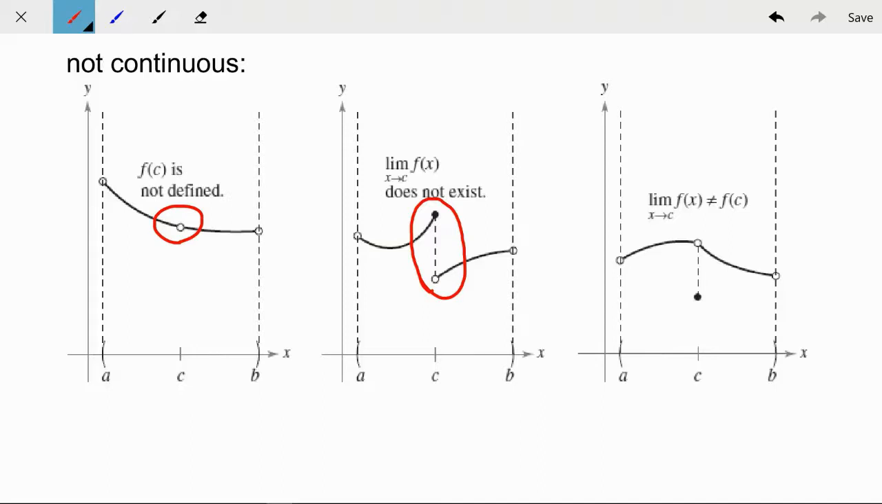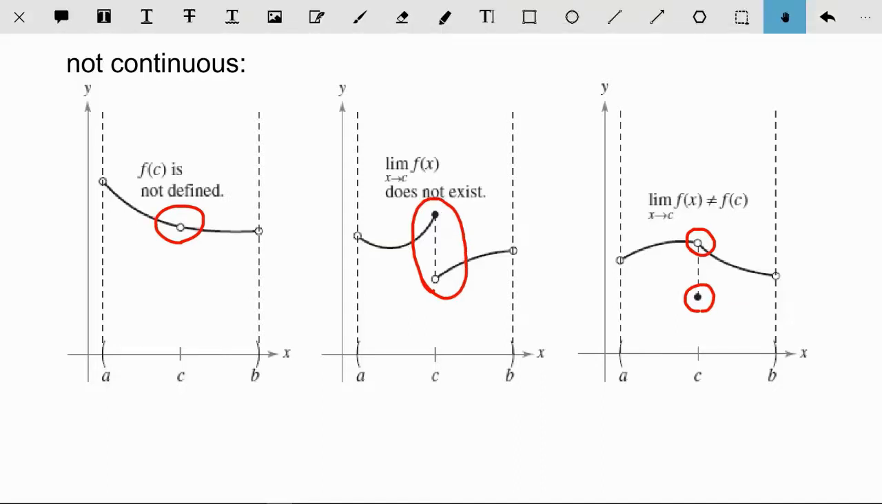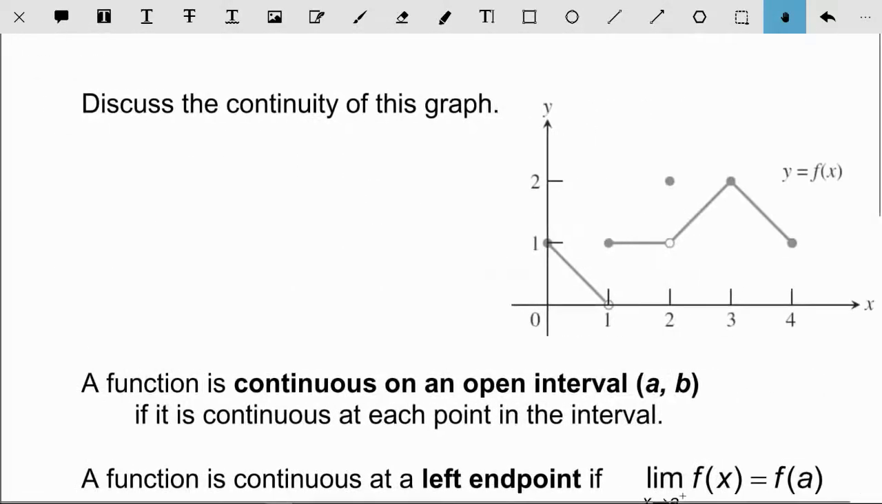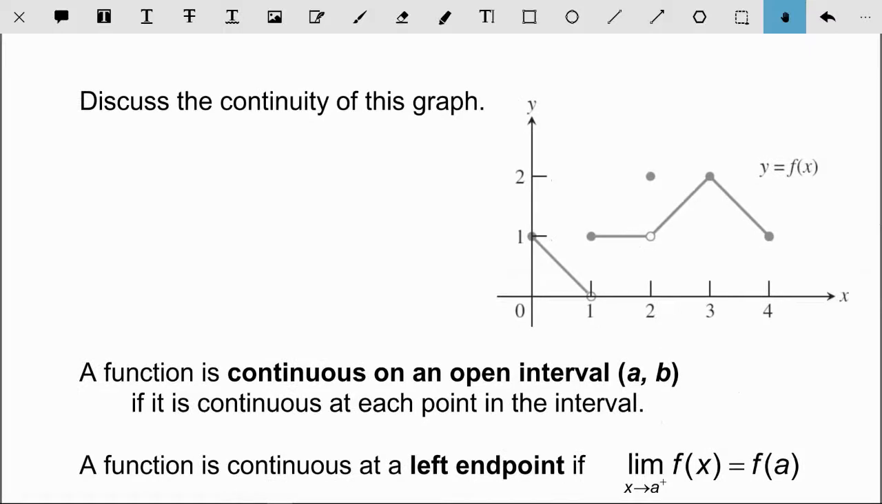And for the third one, you can see where our limit value would be. We're approaching the same point. However, our actual function value here doesn't match up with the limit value. So again, it's an easy way to describe. If you want to state that something is continuous, show that the limit value is equal to the function value. If you want to show that it's not continuous, show that the limit value is not equal to the function value. It's pretty simple.